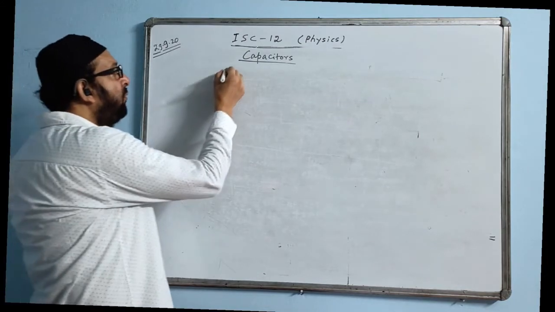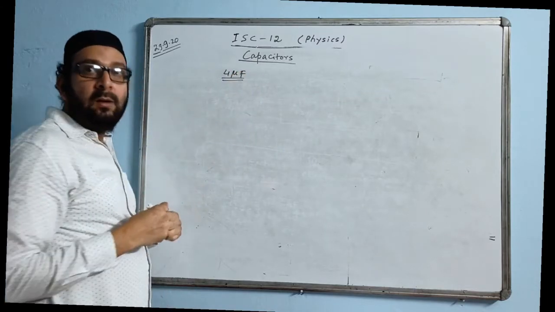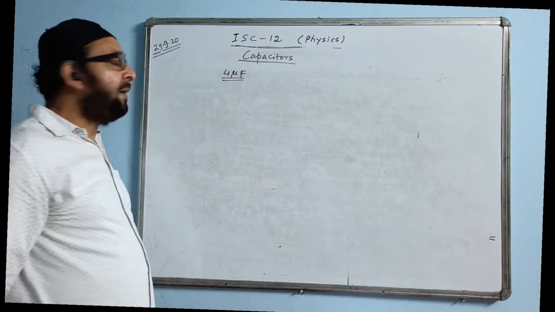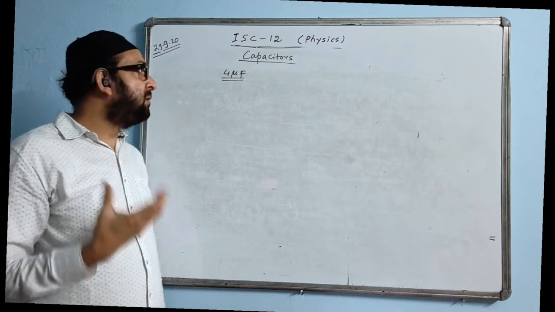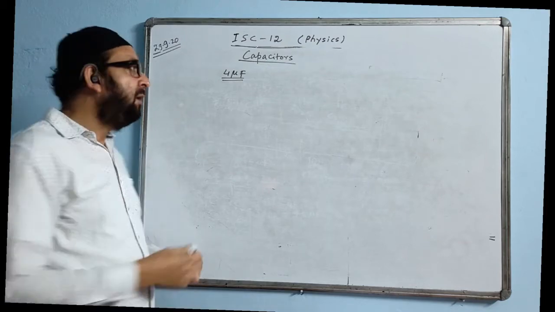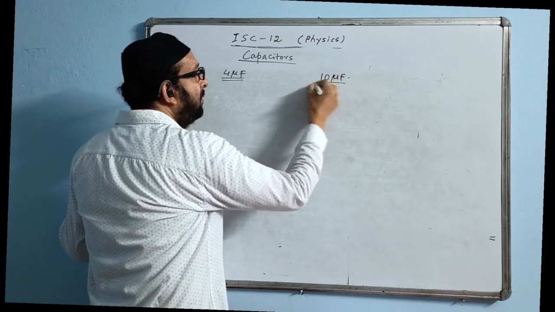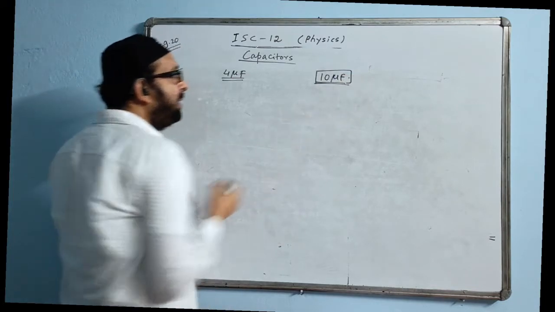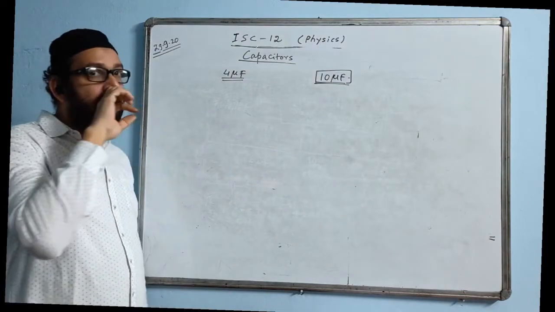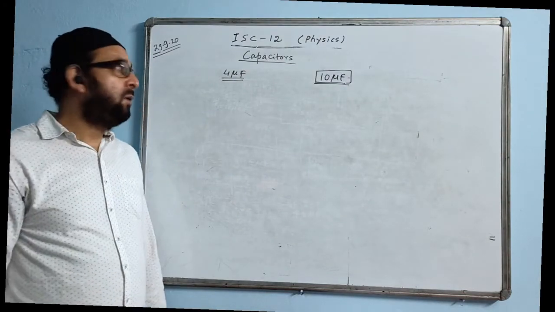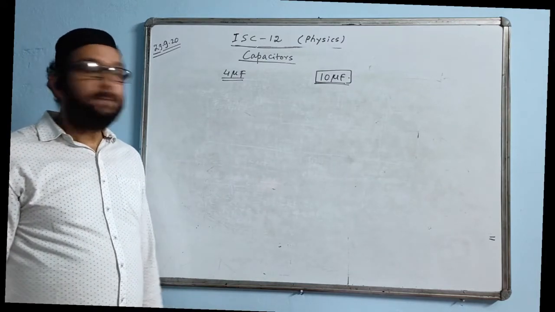That means a number of 4 microfarad capacitors are given to you, and how many minimum number of capacitors would you use to get an effective capacitance of 10 microfarad? You have to draw a diagram to show how you are going to connect them and how many minimum capacitors you are going to use. So, how do you answer this question?